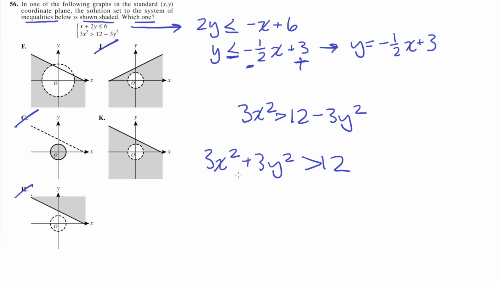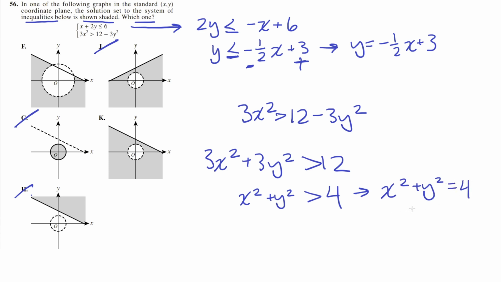So now to make this look like the equation of a circle, let's divide both sides by 3. This will get the x squared and y squared alone. So we'll have x squared plus y squared is greater than 4. So this is the equation of our circle. Since this is a greater than sign, we need to shade the region outside the circle. And the circle's equation is x squared plus y squared equals 4.